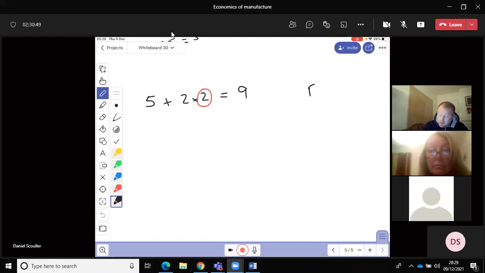So if we write out BIDMAS here, when I say reverse, we're starting at the right side. So we're starting, are there any subtracts? Are there any additions? Are there any multiples, division, indices, brackets? And that's the order we are taking it over to the other side.